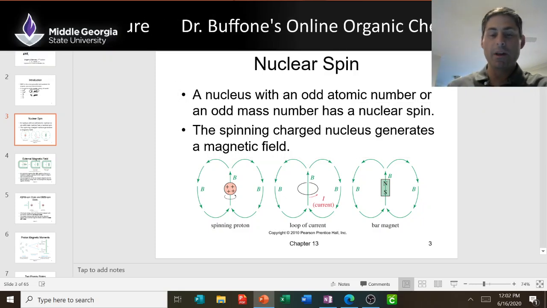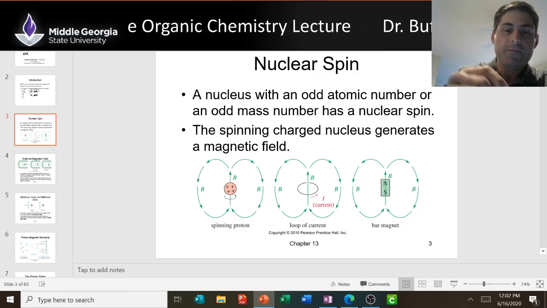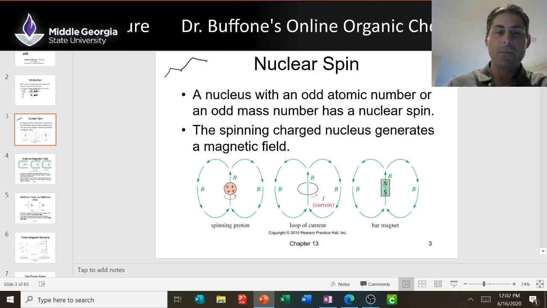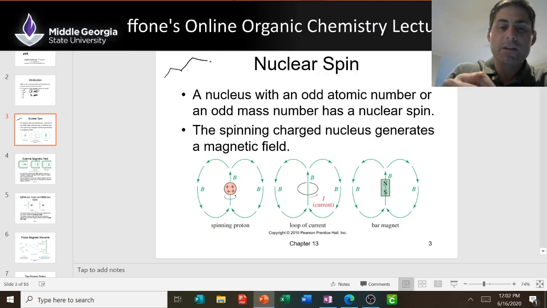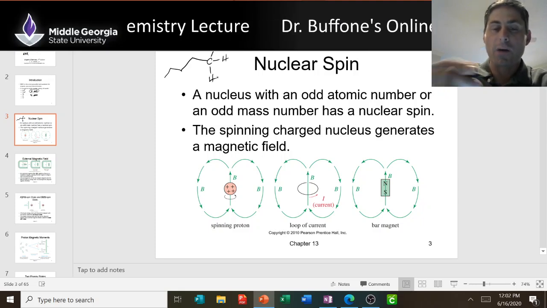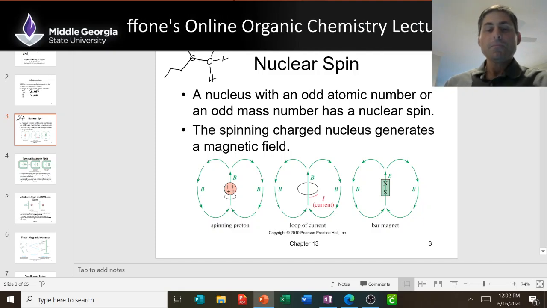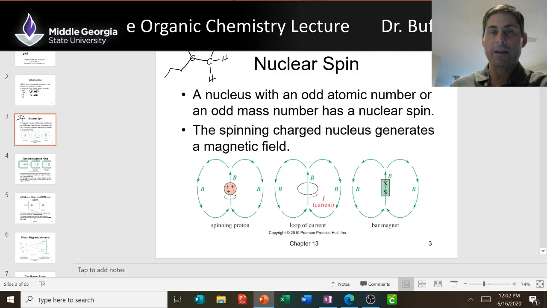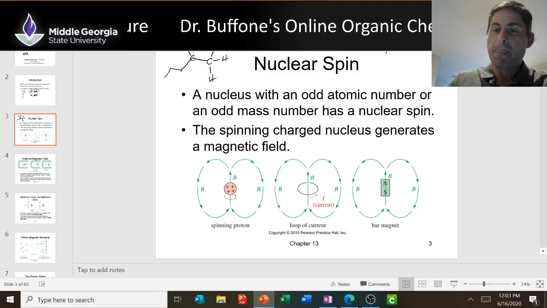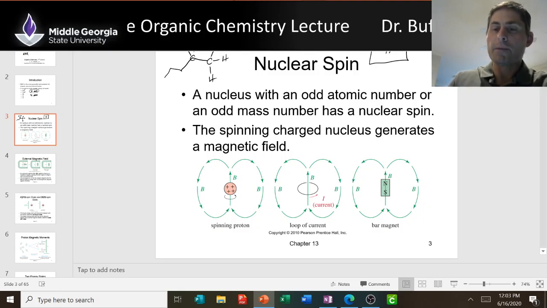So check out a proton. If I have hydrogens, I'm just going to draw an alkane. If I have hydrogens in this molecule, H's, on different carbon fragments, these hydrogens have nuclear spin. Why? Well, hydrogen has an atomic number of 1.